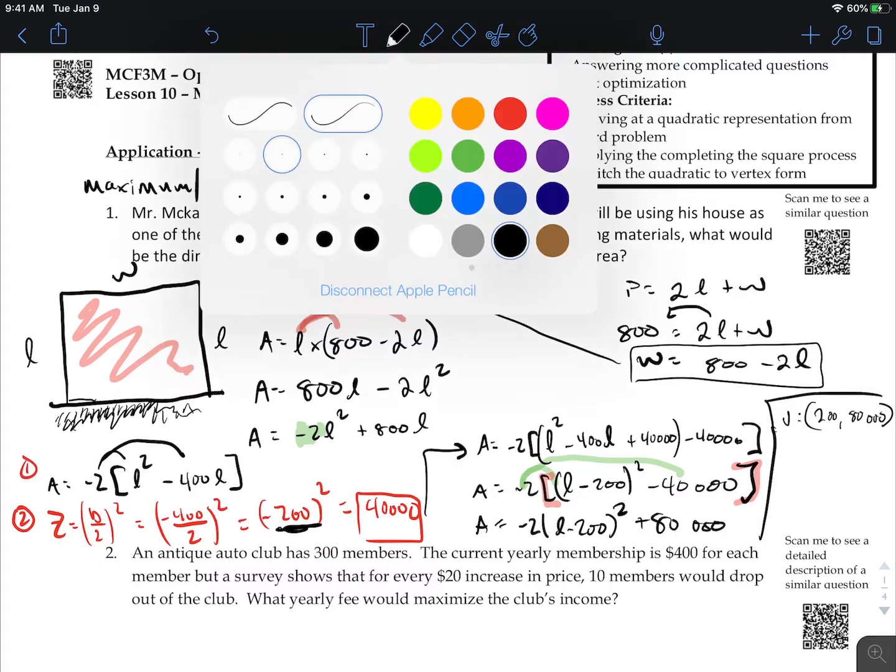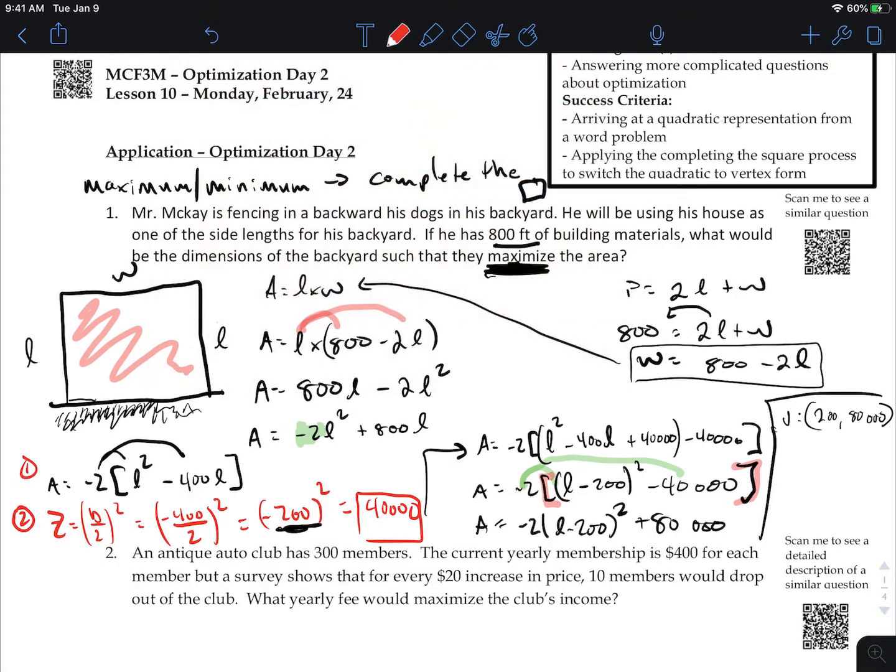Well, if the length is equal to 200, right, then there's 400 eaten up, right? What must, or sorry, the width. Did I switch the variable by? No, we're okay. The length is 200, and what must the width be then? 400. Right?